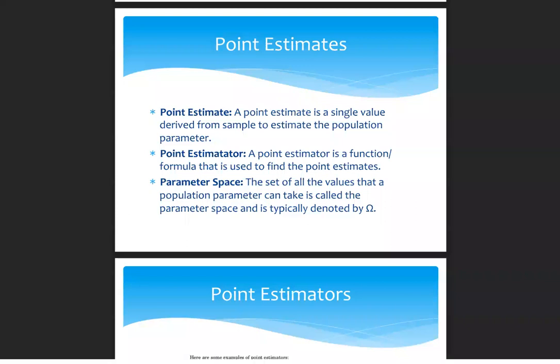So we are gonna talk about point estimates. What is a point estimate? Point estimate is something that you get from a sample, to put it simply. Okay? Point estimate is something that you get from a sample. I write it kind of in a formal way. A point estimate is a single value derived from sample to estimate the population parameter. Simply speaking, this is what it is.